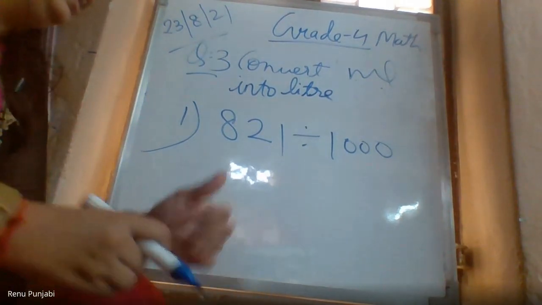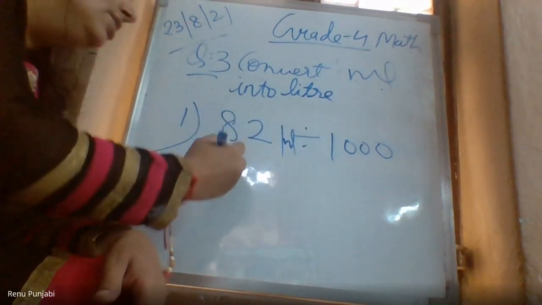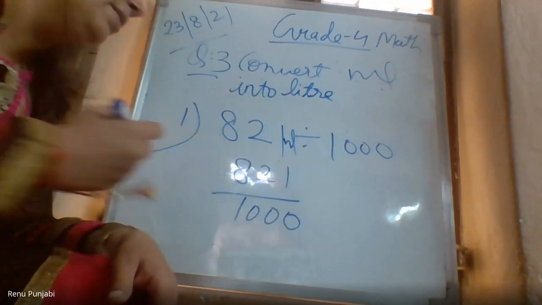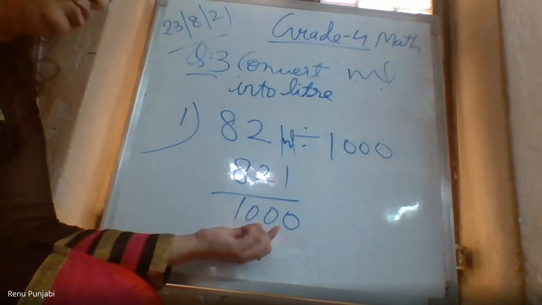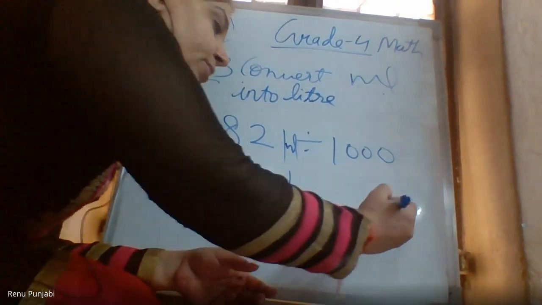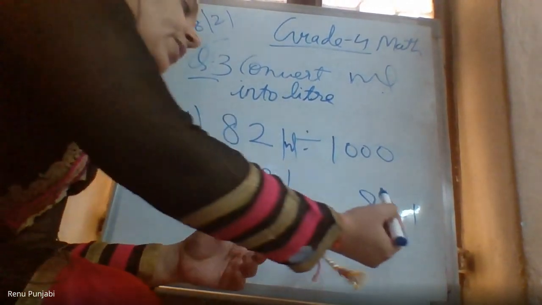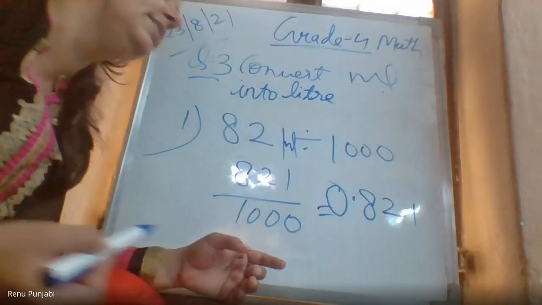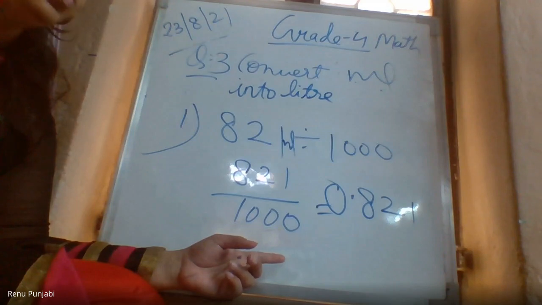When you divide 821 milliliter with 1000, so 821 divided by 1000. When you divide a number with a number which has zeros, count the number of zeros, 1, 2, 3, and put the decimal according to it. Three zeros are there in 1000. We need to count three digits, 1, 2, 3, and put the decimal, and nothing is here, so it is zero. So it will be 0.821 liter. Got it, everyone?